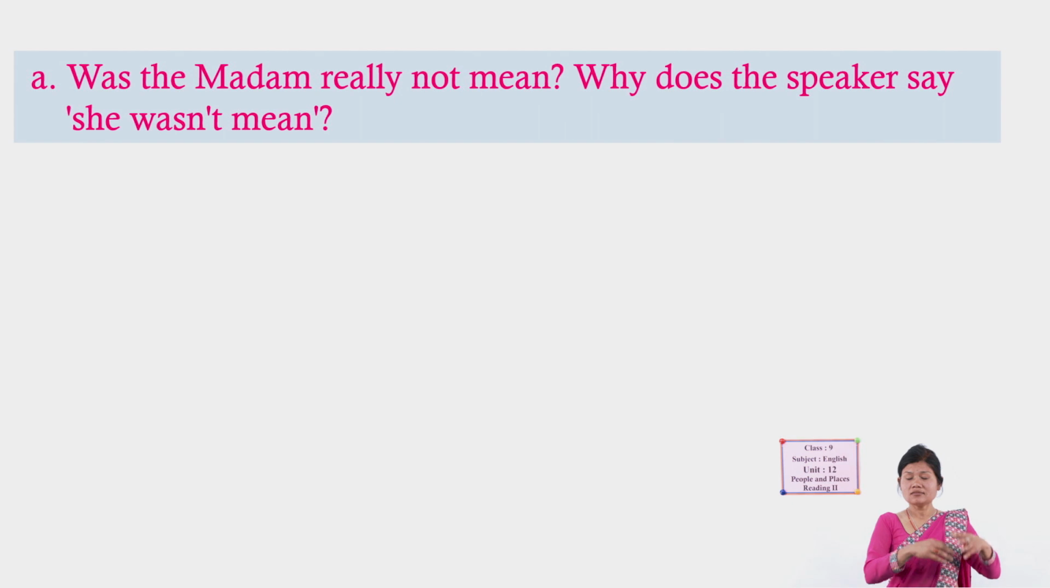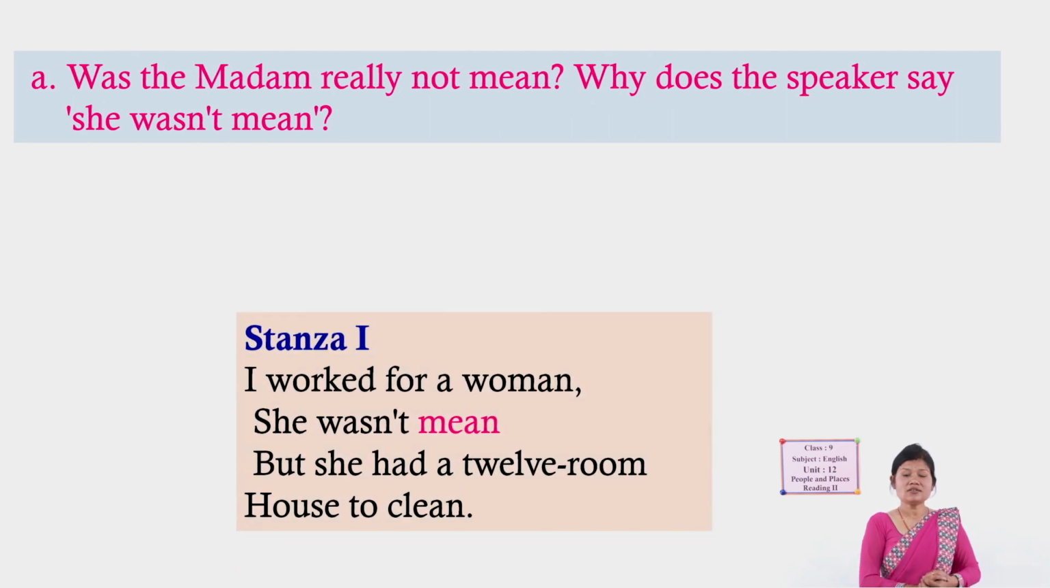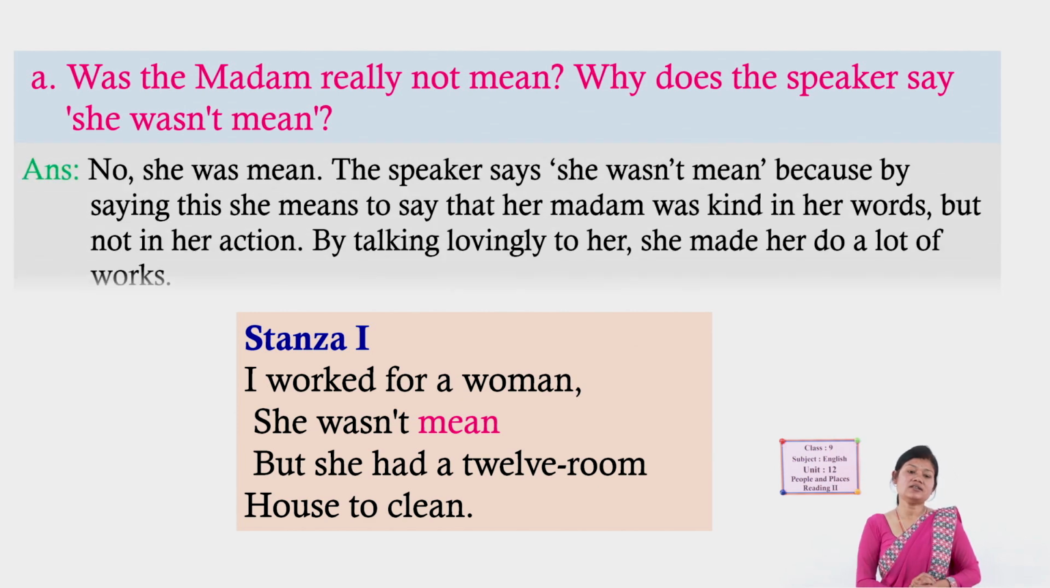Was the madam, that means the mistress, really not mean? What do you say? Yes, exactly. Look at the first stanza. There you may find, or you have to just understand the theme of this first stanza. Okay. So, though the servant said her madam wasn't mean, but she is mean. Yes, because she gives many works for Alberta. Okay, she made her servant work a lot. So, in that sense we can say she is mean. Okay, the answer might be like this.